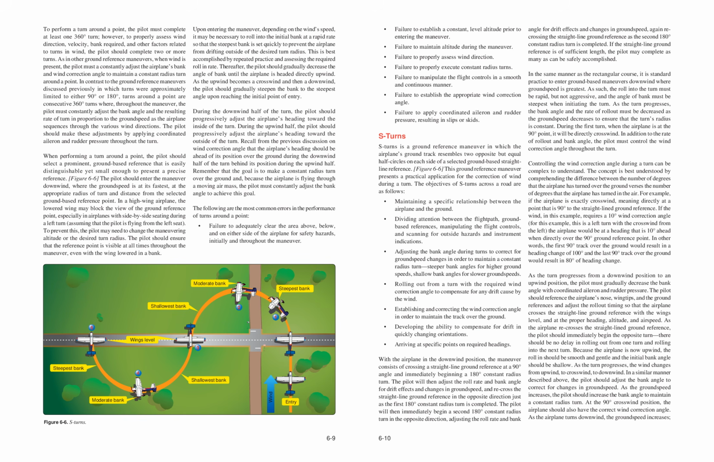Thereafter, the pilot should gradually decrease the angle of bank until the airplane is headed directly upwind. As the upwind becomes a crosswind and then a downwind, the pilot should gradually steepen the bank to the steepest angle upon reaching the initial point of entry.